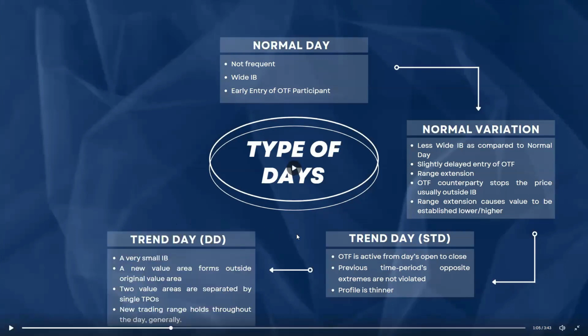Now there is a special variation, the double distribution trend day. Again, small IB and similar characteristics to the normal variation. Range extension takes place. The new value area is outside of the original value area that was forming between the IB and the two TPOs. TPOs simply means clusters of those boxes. They are separated by single TPOs and new trading.